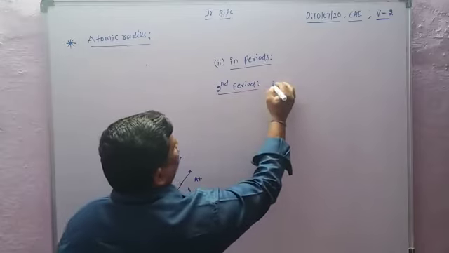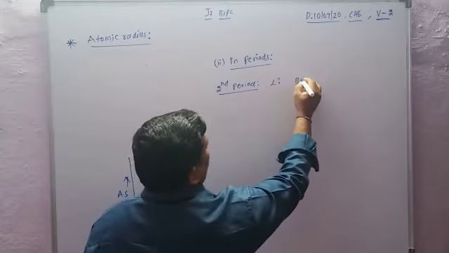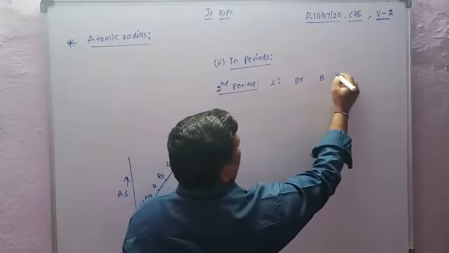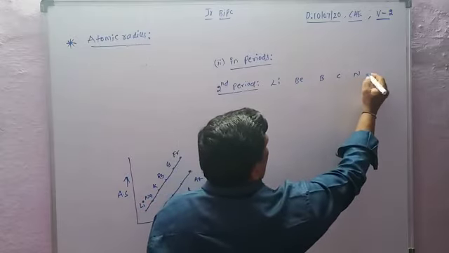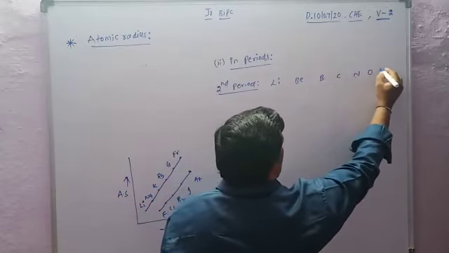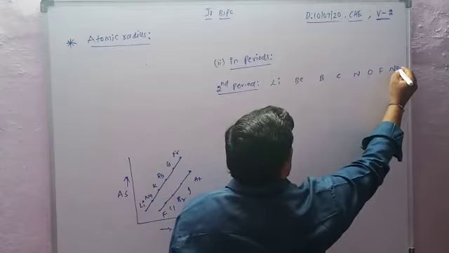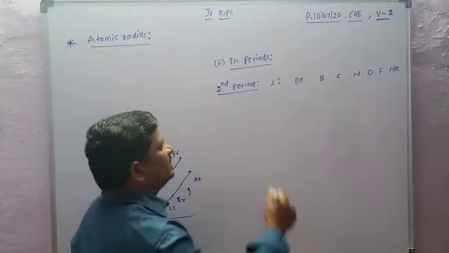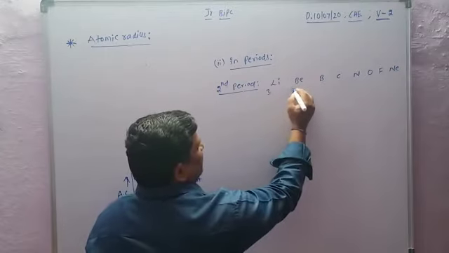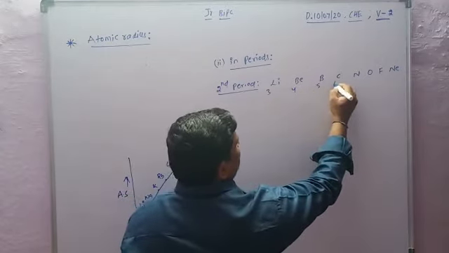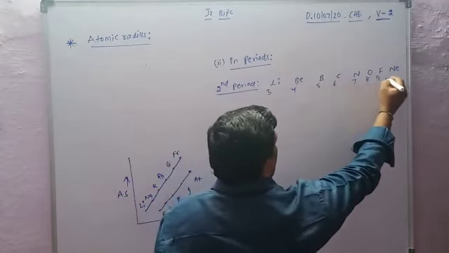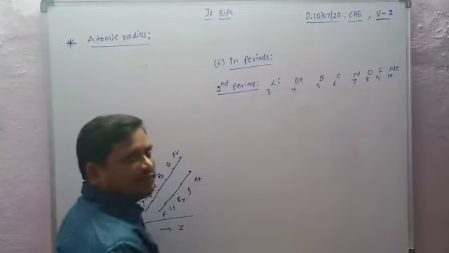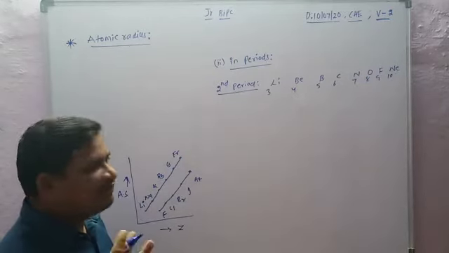So then lithium, beryllium, boron, carbon, nitrogen, oxygen, fluorine, and neon. These are the second period elements. Their atomic numbers are 3, 4, 5, 6, 7, 8, 9, and 10. From left to right, atomic number increases by 1 unit.